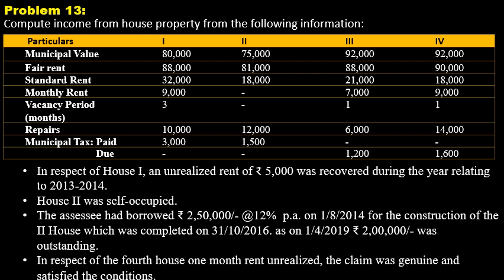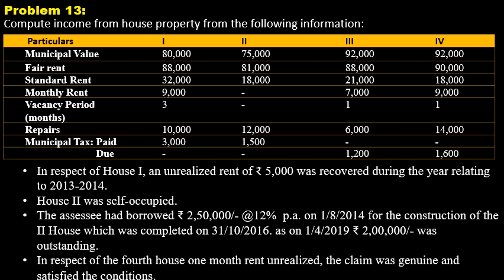Repairs is not required for our calculation. Municipal tax paid for the first house and second house is 3,000 and 1,500. No municipal tax is paid for the third house and fourth house. So you have to consider only the municipal tax paid. Due amount is not to be considered.